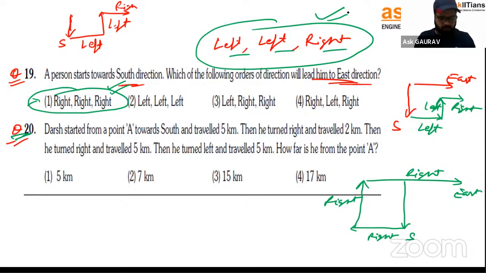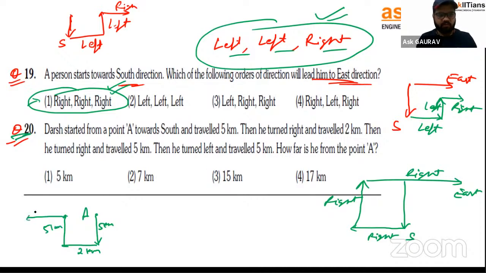Do the question number 20. Darsh started from a point A towards south. Let's say this point is A, towards south, and travels 5 kilometers. Then he turned right and walked 2 kilometers. He walked 2 kilometers, turned right, and he turned right again and traveled 5 kilometers. Then he turned left and walked 5 kilometers more.